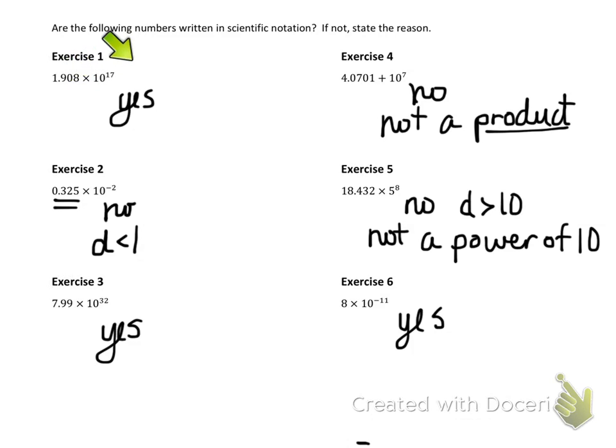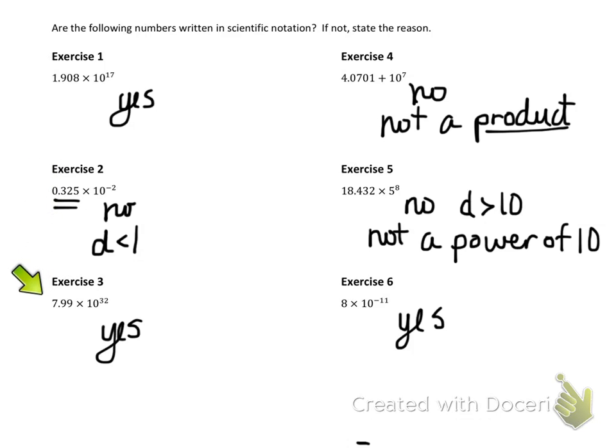Exercise 1 is written in scientific notation. This number is between 1 and 10. It's a product, and it has a power of 10 that it's being multiplied by. Exercise 2, this is not in scientific notation, although we could change it a little bit to make it so, but the decimal number out front, in this case, is less than 1, and it needs to be greater than or equal to 1.